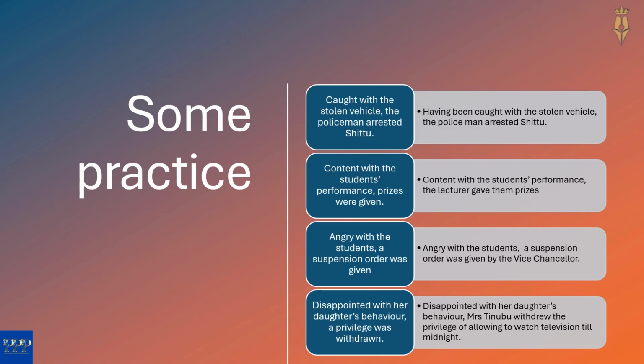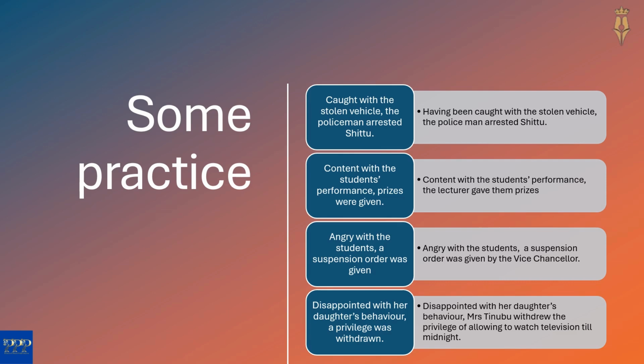Angry with the students, a suspension order was given. Then the question is, by whom? Angry with the students, a suspension order was given by the vice chancellor. So that was what I was trying to give you as an example: you can restore this structure to the grammatical form by putting a passive voice, a by phrase at the end, to indicate who performed the action.